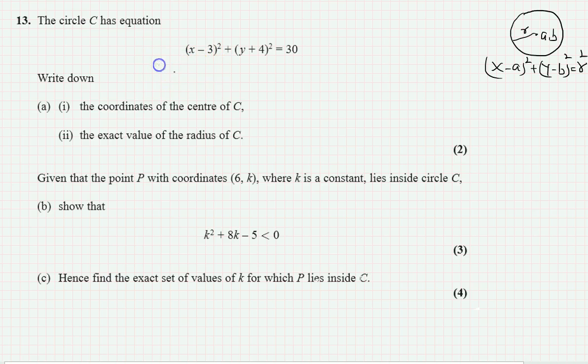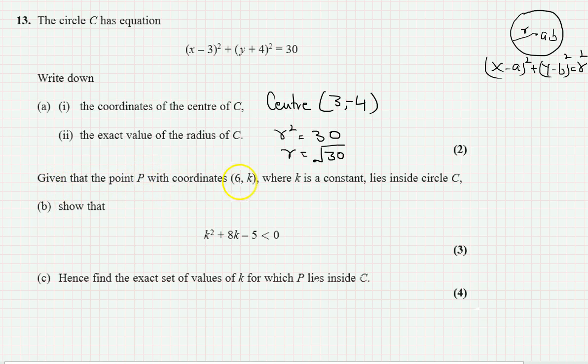So the center is 3 and this is plus 4, so it is minus 4. This is r squared. r squared is 30, so r is equal to root 30. So that is the answer of the first part.